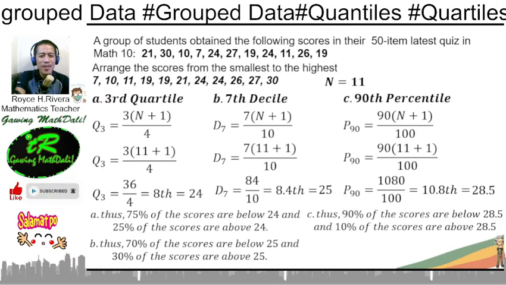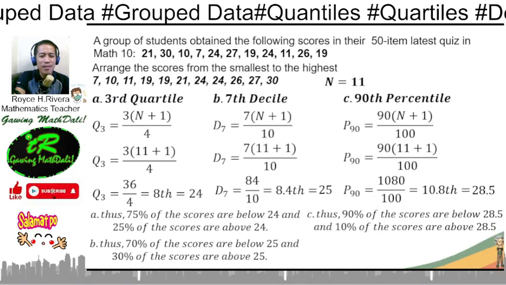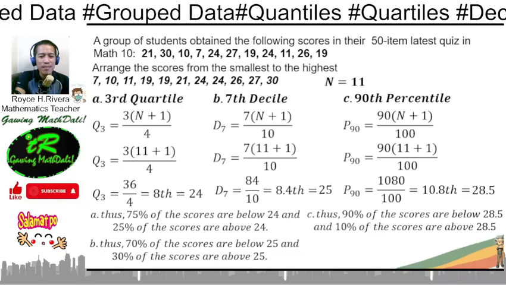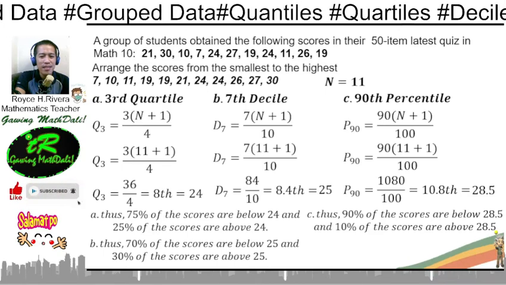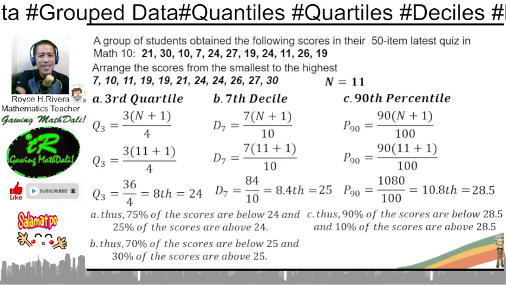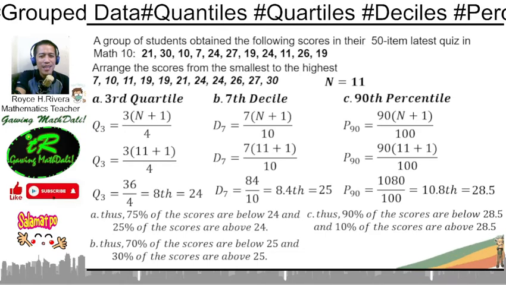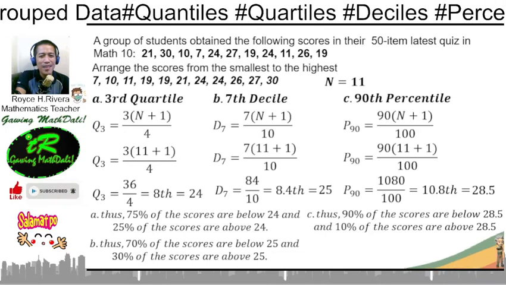For the conclusion, 90% of the scores are below 28.5 and 10% of the scores are above 28.5. Sana nasundan ang quartiles, deciles, and percentiles for ungrouped data.